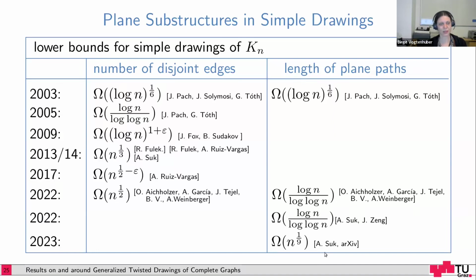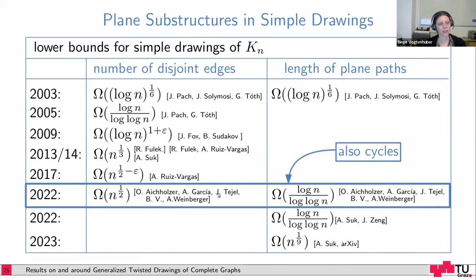And for plane paths, the bounds are even lower, where the very last bound of n to the 1 divided by 9 is in an arXiv paper by Andrew Suk in the first version, but not in the second version of the arXiv paper. So I haven't managed to ask for the status of this one yet.